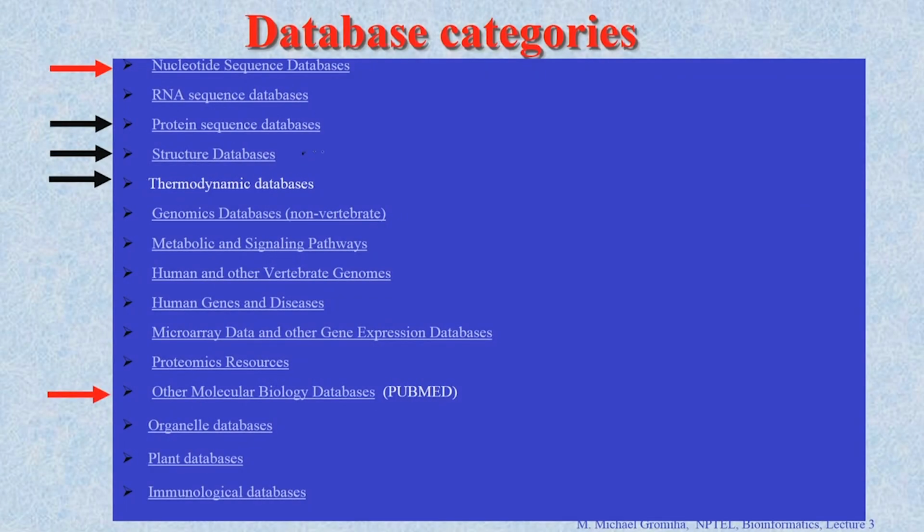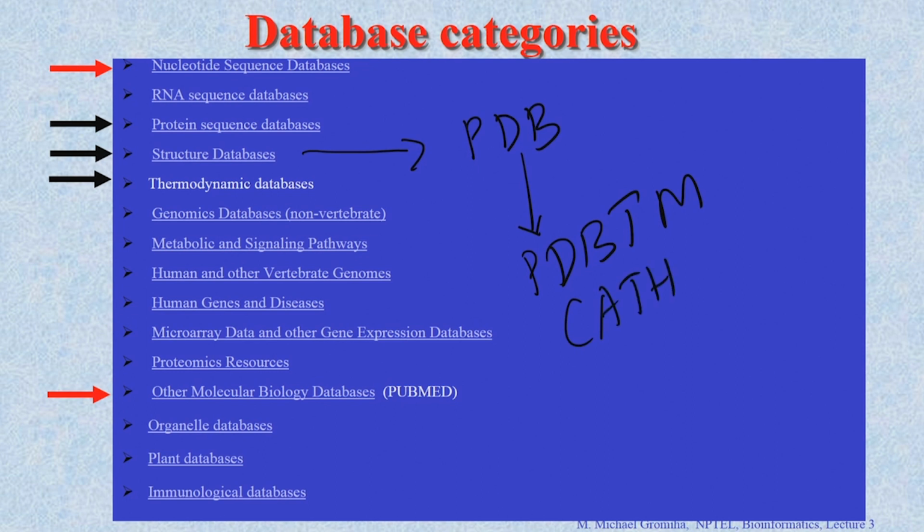What is the major database for protein structure? PDB is the major database. Based on the data available in PDB, there are various sub classifications. Can you tell some classifications from PDB? PDB-TM. What is PDB-TM? It is the database of transmembrane proteins. Also you have CATH and SCOP. These are for the structural classification of proteins. And Astral, what is it for? This gives a non-redundant set of structures. So, you have several databases.